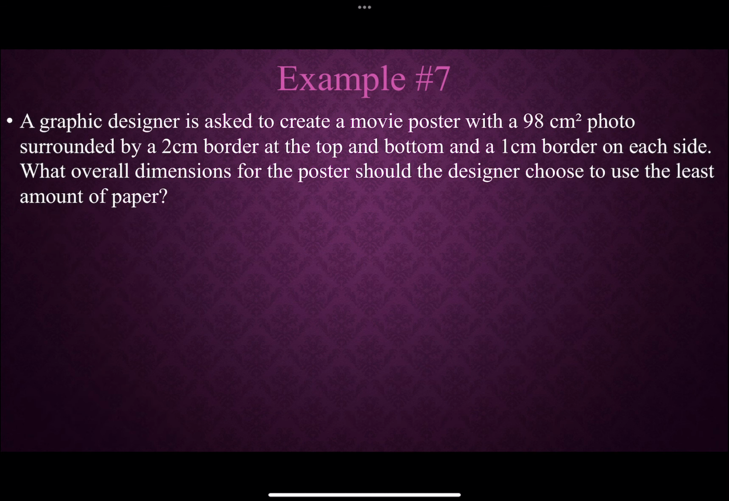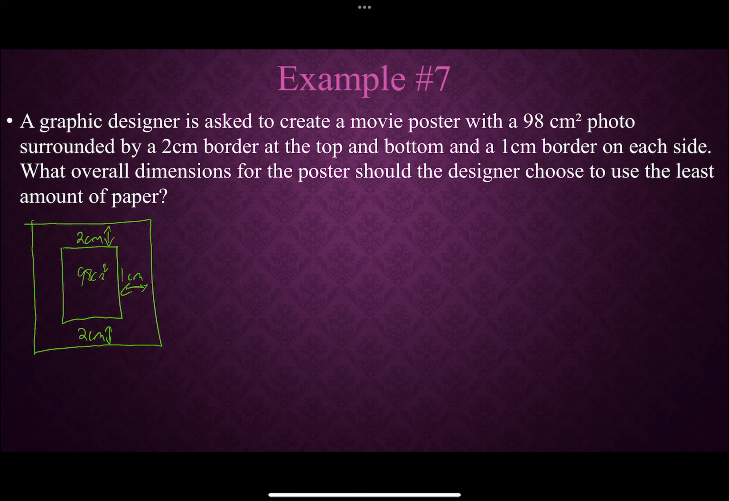All right, so in this next example, we're talking about creating a border around a movie poster. So we're doing a rectangle around a rectangle. So we have a larger rectangle, including the border. And the inside rectangle, that's our 98 centimeters squared. We're going to see the dimensions are 2 centimeters on top, 2 centimeters on the bottom, 1 centimeter left side and right side.